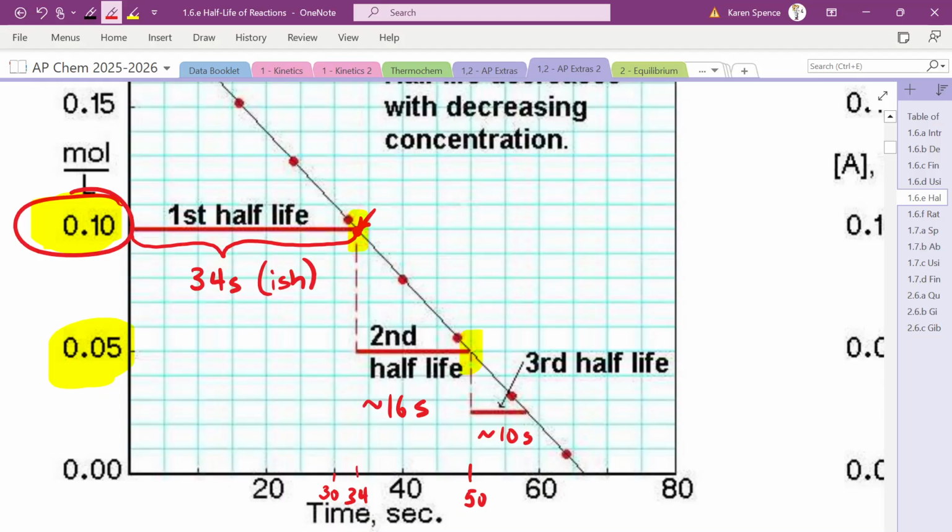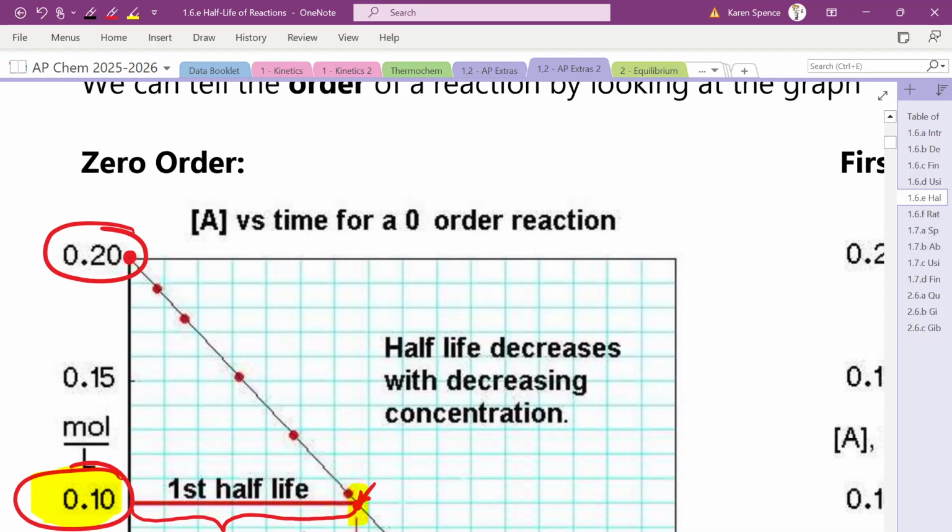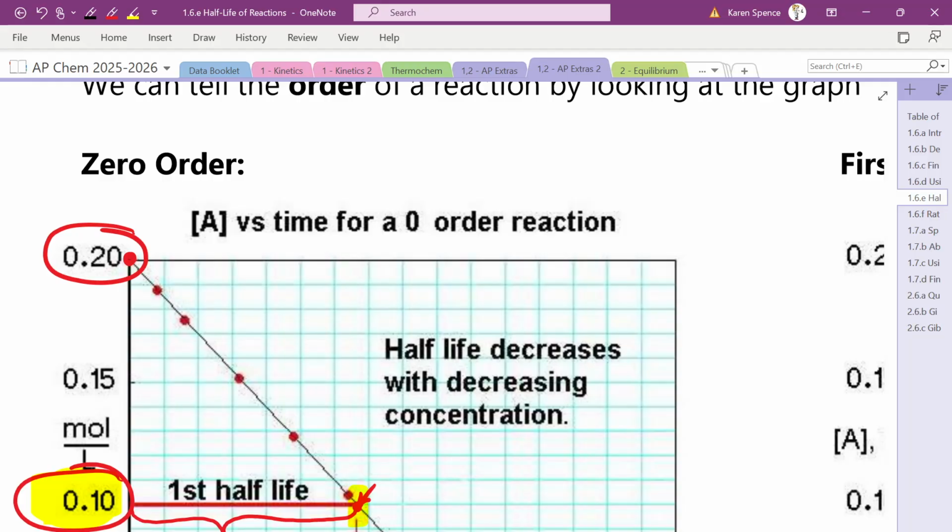The actual numbers are unimportant, but what you can see is that in a 0th order, the half-life changes as time goes on. And it doesn't just change in any way, it gets smaller as time goes on. So for 0th order, half-life gets smaller.